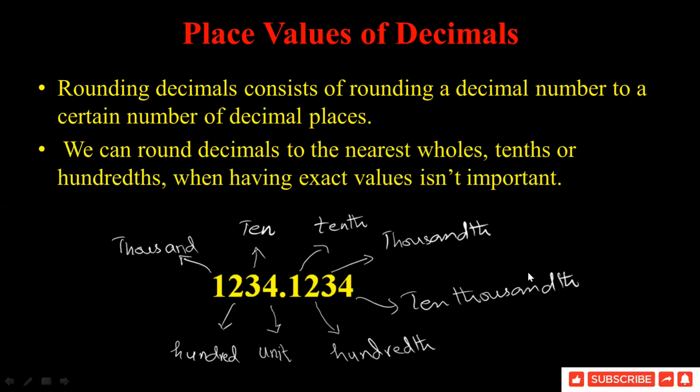So if someone asks you to round up or round down the decimal, the given decimal up to 100th place, so it is 2 decimal place. But if they say you to round this decimal up to 10th place, means 1 decimal place.